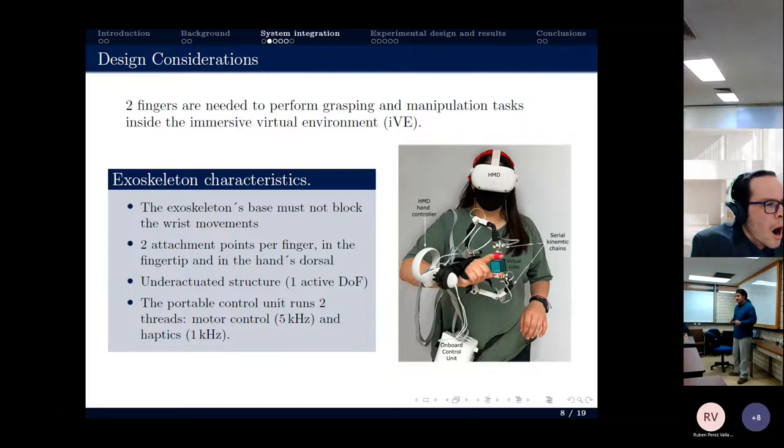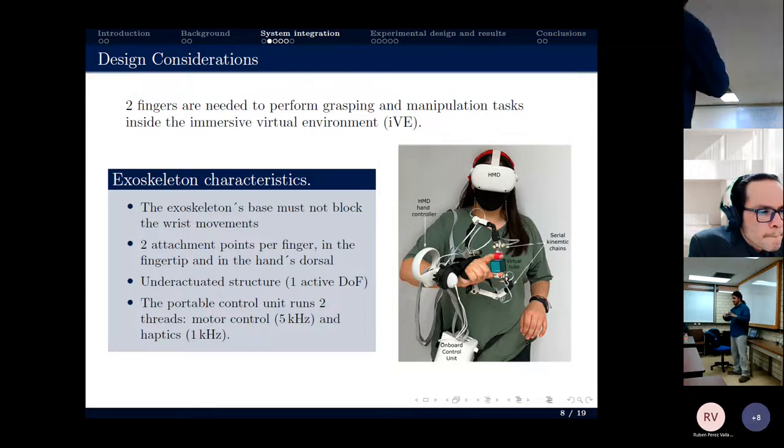Now, here in the figure, you can see a user wearing the full system, the head mounted display, the exoskeleton with the two kinematic chains, and the onboard control unit. Here we have two important remarks. The first one is that the kinematic chains have two attachment points per finger, so it is attached just to the dorsal and the fingertip of the human. This design enables the full ROM of the fingers, so there is no obstruction in the movement.